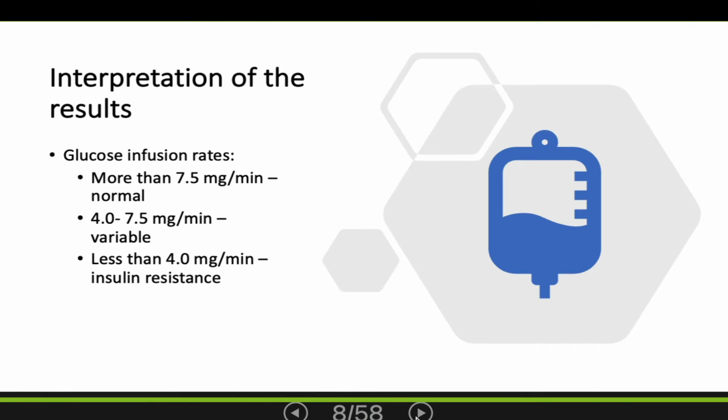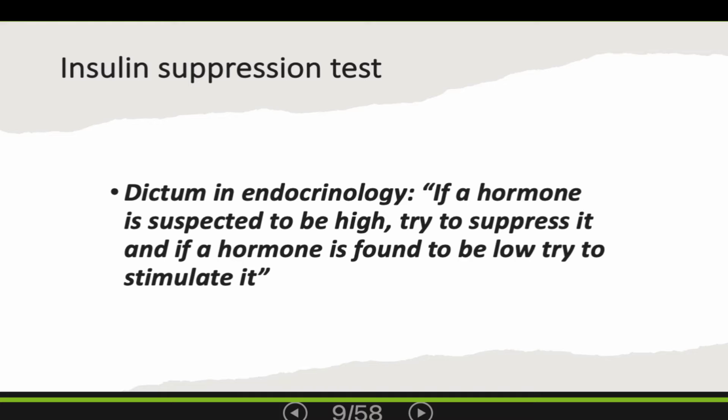So to interpret the results, typically, remember, the higher the glucose infusion rate, the higher the sensitivity and the less the resistance, and vice versa. So if you have glucose infusion rates of more than 7.5, it is considered to be normal. 4.5 to 7 is variable, and less than 4 would be considered to be insulin resistance.